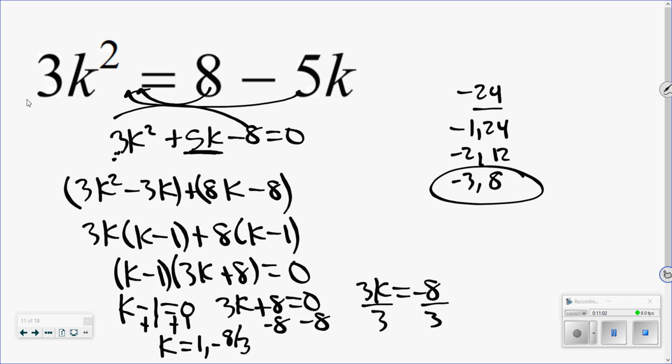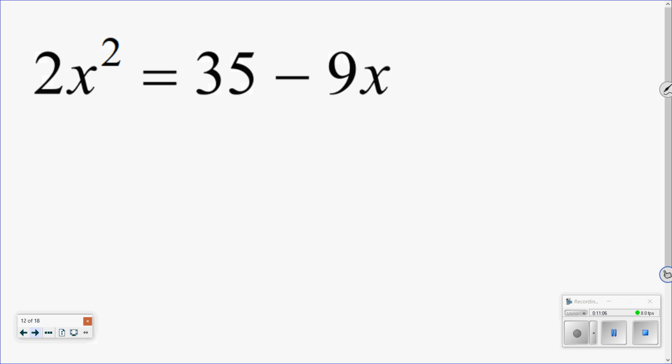So again, these problems aren't too tough other than the factoring. The factoring is the most time-consuming, hardest part. Hey, let's do one more. I want to do one more of the factoring ones that are a little more challenging. So again, look at this one. I've got a 2x squared. I want the 2x squared to be positive, so I'm going to move these other two over.